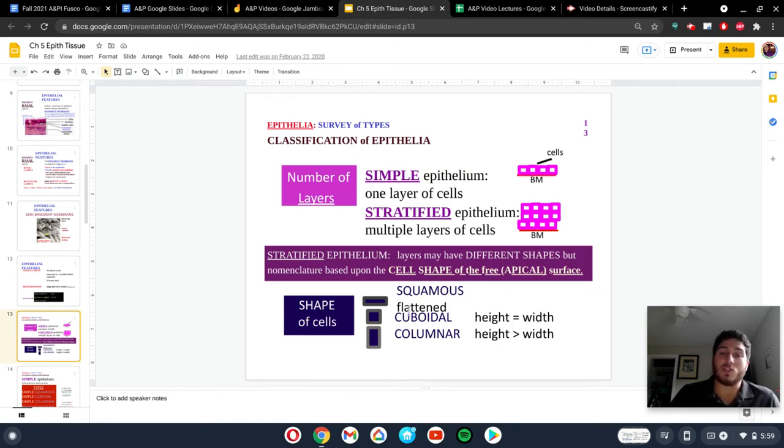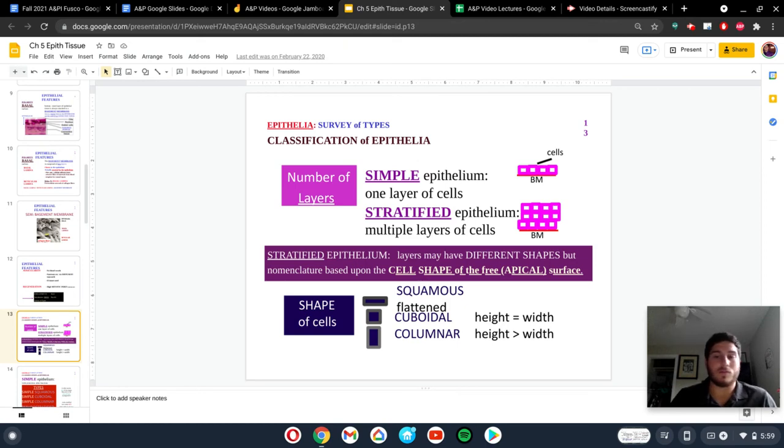The next one is cuboidal. So this means that they look like cubes. So their height and width are basically the same. All right. If we have stratified cuboidal epithelium, that means we have layers of cube-shaped epithelium. The last one is called columnar, and that's because they look like columns. So that means they're taller than they are wide. And again, if we have simple columnar epithelium, one layer of columns.